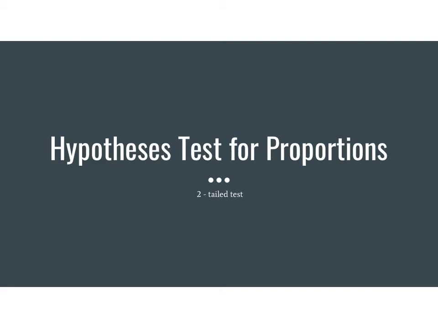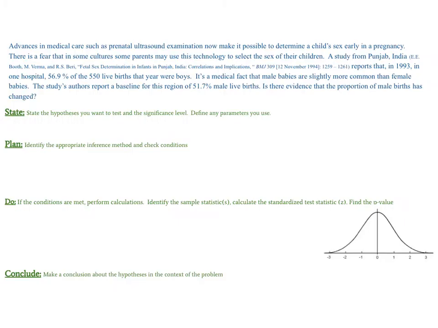In this lesson, we're going to look at an example of a two-tailed hypothesis test for proportions. Let's illustrate this with an example.